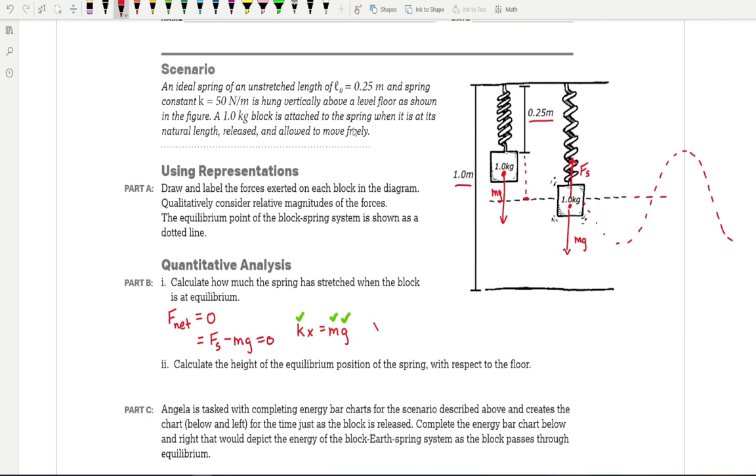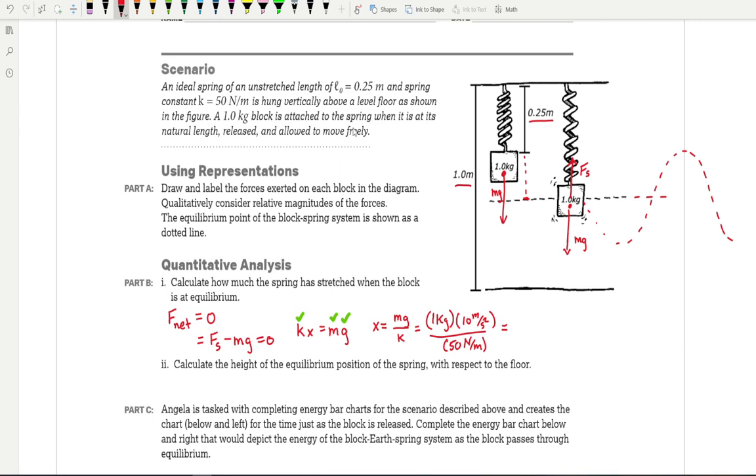So let's just divide both sides by k. It's going to be x is equal to mg over the spring constant k. And we have all of those values, so let's go ahead and put them in. The mass is 1 kilogram. The acceleration due to gravity, let's just use 10 meters per second squared. And the spring constant k is 50 newtons per meter. Let's run this through and see what we get. So 1 times 10 divided by 50.